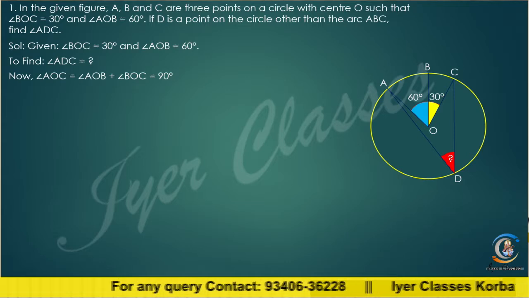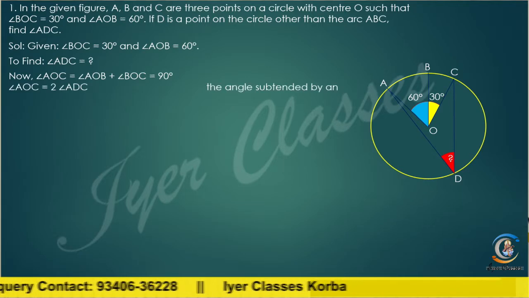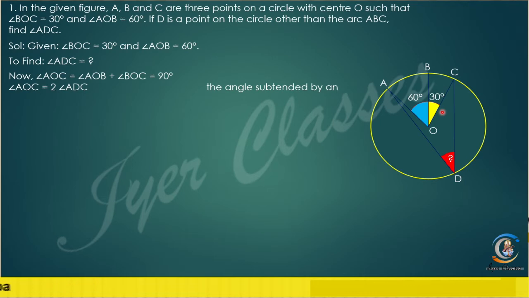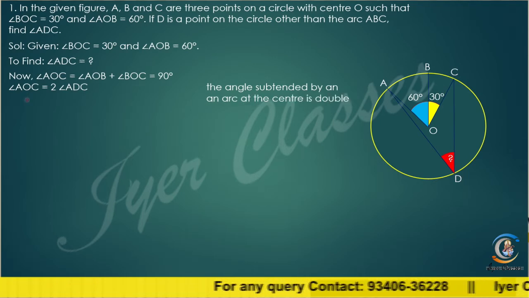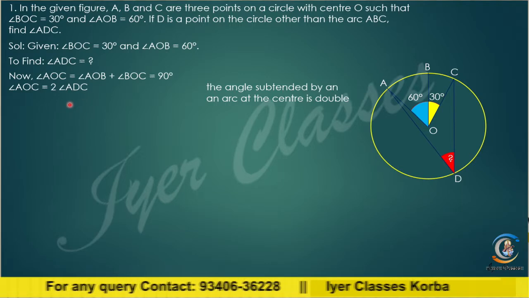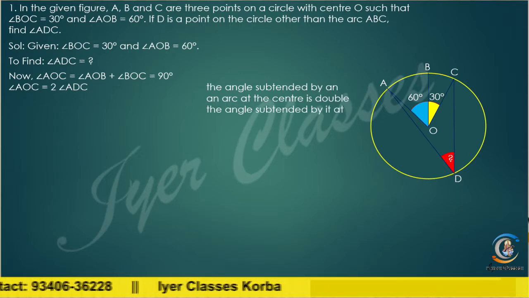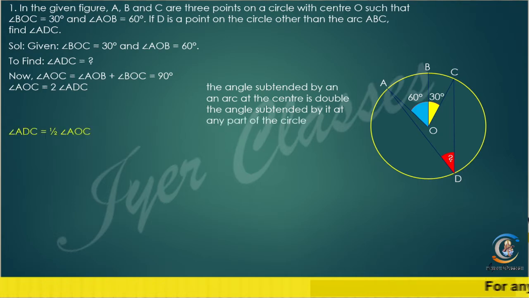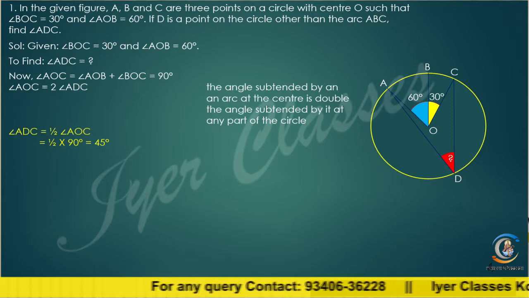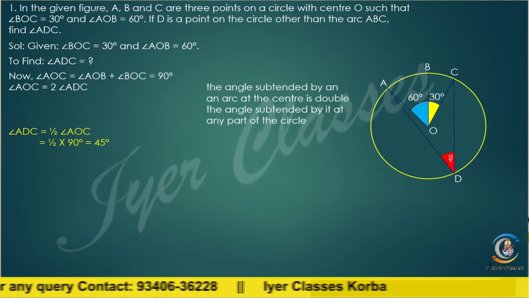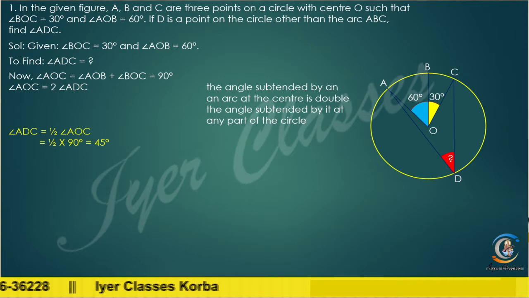And we have studied in the theorem that the angle subtended by an arc at the center is double the angle subtended at the circumference. So angle AOC is equal to 2 times ADC, right? Now here AOC is equal to how much? You all know that. It is equal to 90 degrees. So angle ADC will be equal to how much? And that is equal to 45. A simple question, right? Let us move on to the next question.